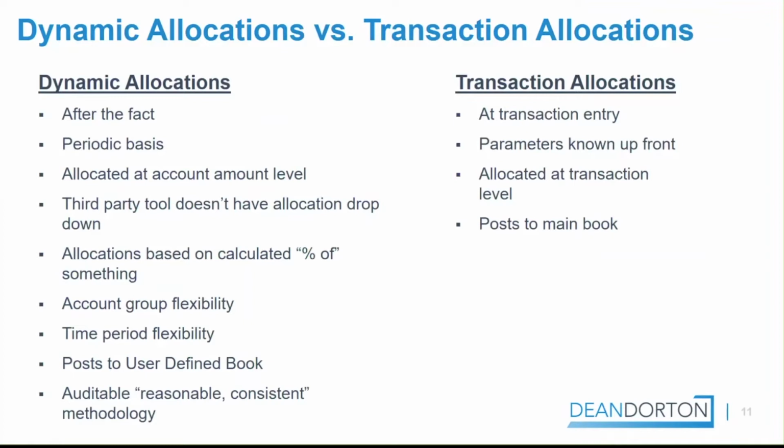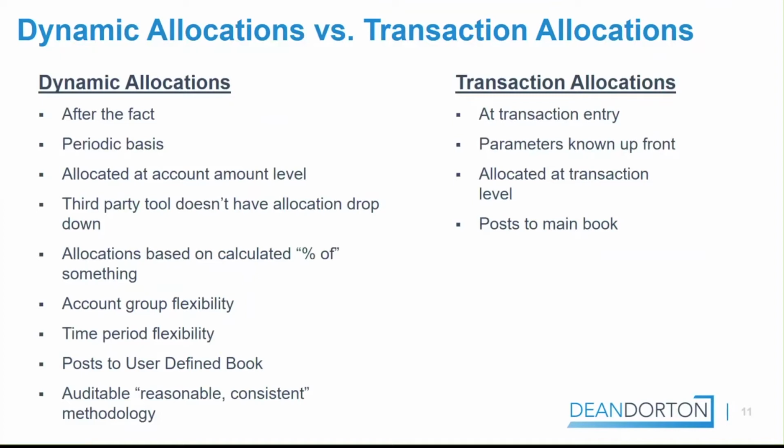Versus when you're using dynamic allocations, those allocations happen after your transaction entry has already been done. They're done on a periodic basis. They can be as frequent as daily, but you can also do monthly, weekly, year-to-date, any of the fancy dynamic reporting periods that Sage Intacct has. They're allocated at the account amount level, not at the account transaction level. So dynamic allocations is not taking every single transaction inside an account and allocating it. It's taking the account balance and allocating it out appropriately, retaining or changing whatever dimensions you want it to. And we'll talk about how we build that out.